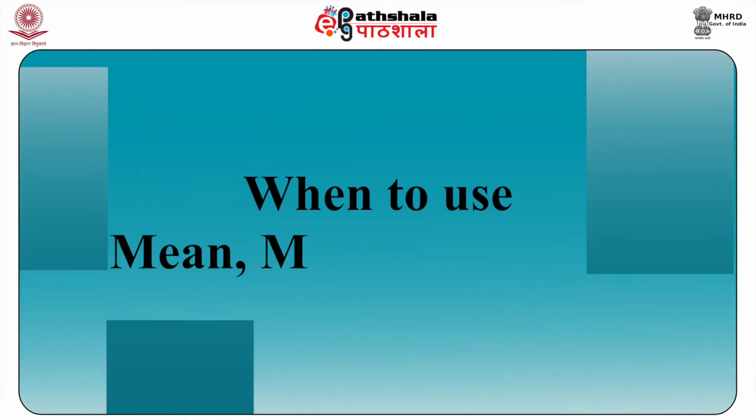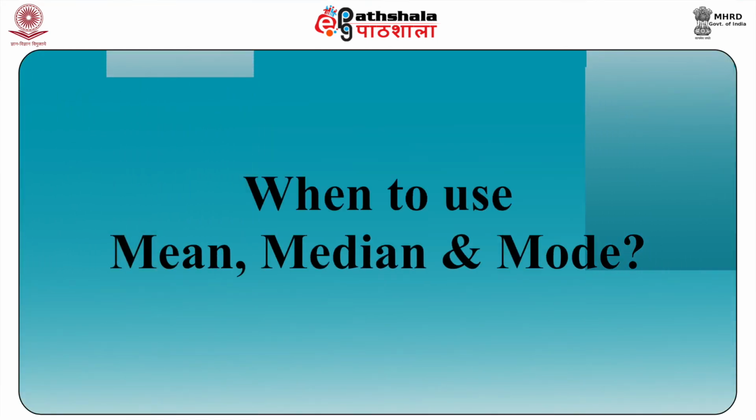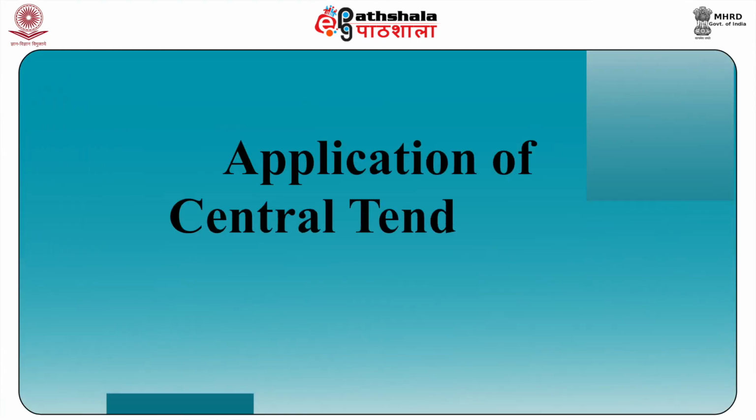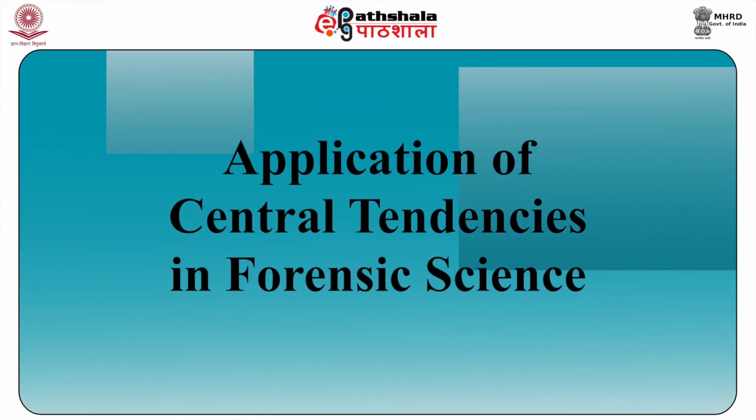Now with this, let us see when we can use mean, median and mode. If the type of variable is nominal, mode is the best measure of central tendency. If the type of variable is ordinal, the best measure of central tendency is median. If we have an interval or ratio which is not skewed, mean is the right measure of central tendency, or one can say the more appropriate one. Now, if the type of variable is an interval or a ratio which is skewed, then median is the best measure of central tendency. Let us look at the application of central tendencies in forensic science.